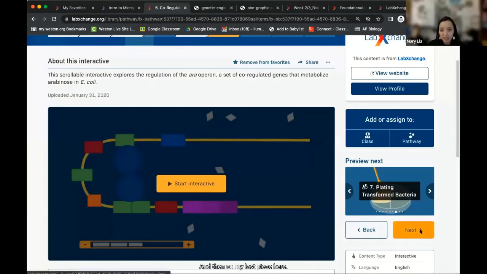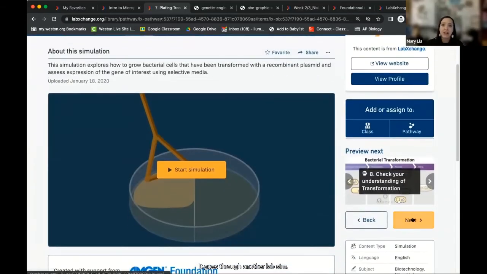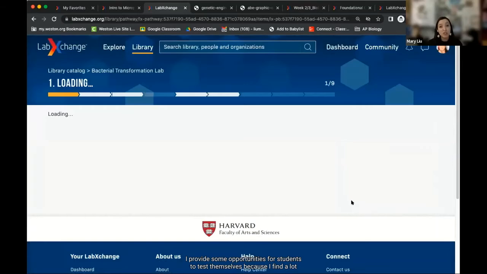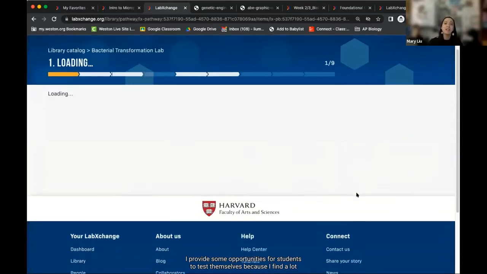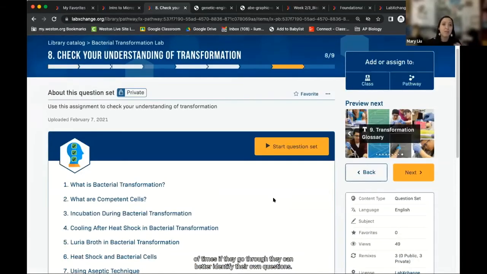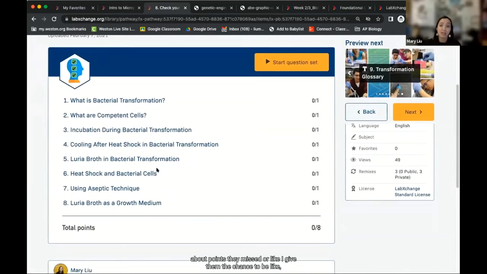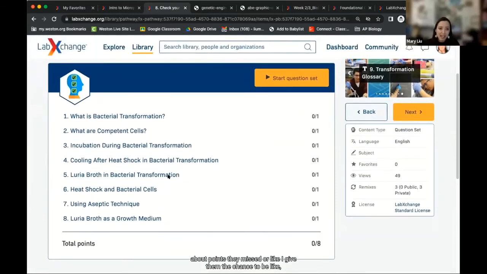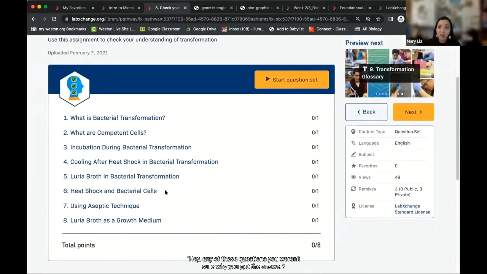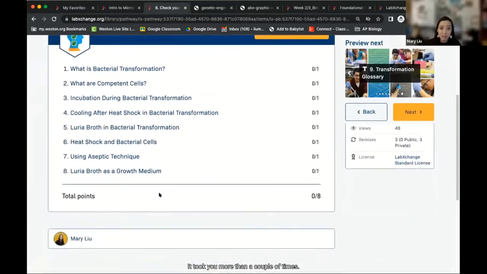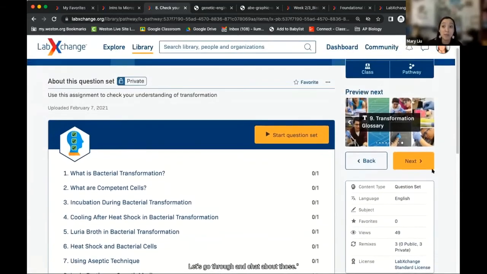And then my last piece here goes through another lab sim. I provide some opportunities for students to check themselves, because I find a lot of times if they go through, they can better identify their own questions. So when they come into class, we can talk about points they missed, or I give them the chance to say, hey, any of those questions you weren't sure why you got the answer, it took you more than a couple of times, let's go through and chat about those.